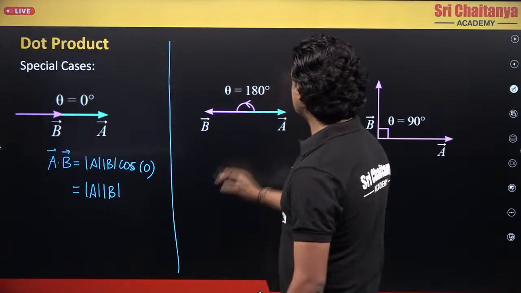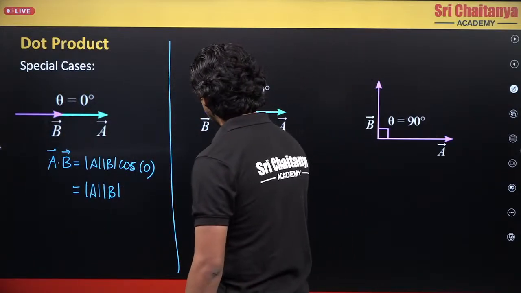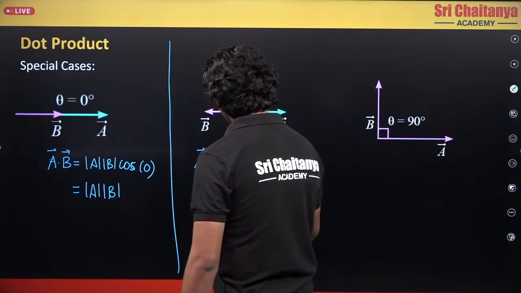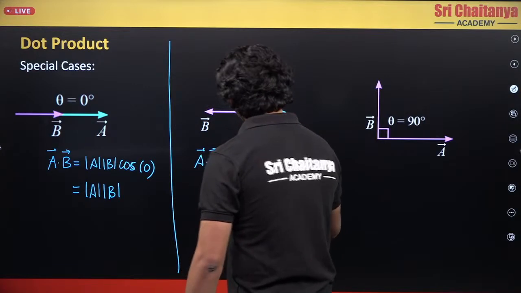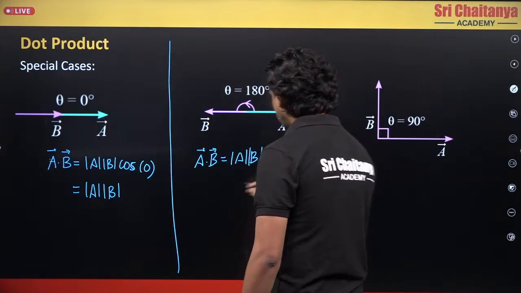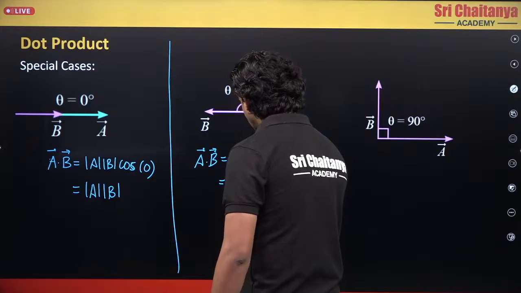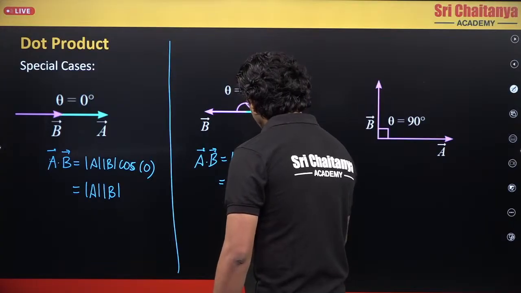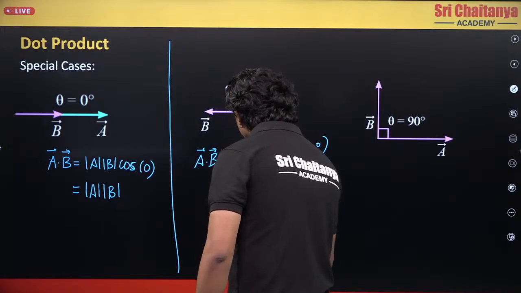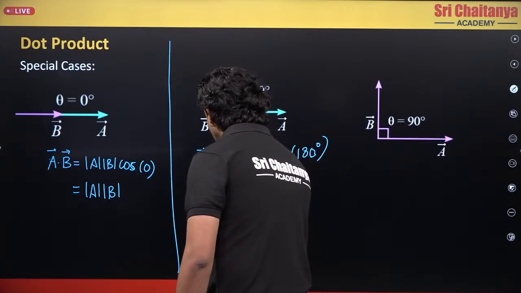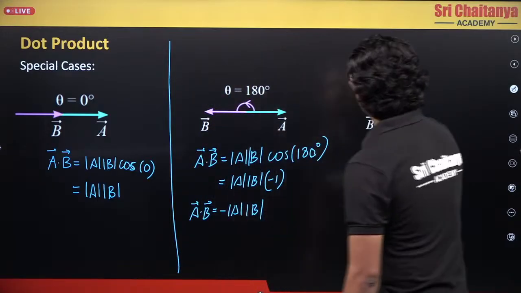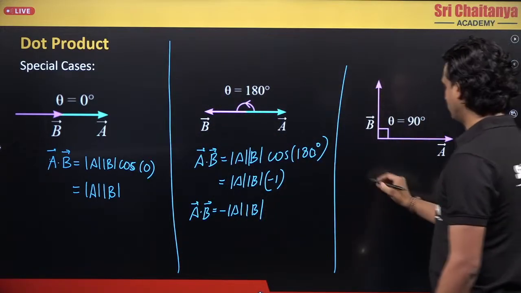Next, let's suppose the angle between them is 180 degrees. So A dot B is equal to mod A mod B cos 180 degrees. Now what is cos 180 degrees? Cos 180 degrees is minus 1. So this will become minus mod of A into mod of B. This is A dot B finally.